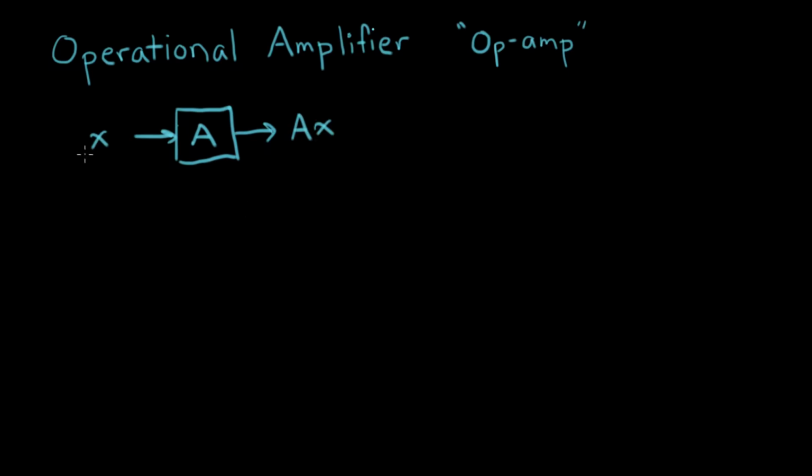And a signal that I've shown here as X is anything that we're interested in. It could be a voltage or a current. And when we put it through an amplifier, we get a larger version of it. So this is a really common activity in electronic design.